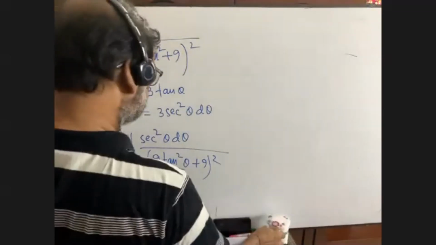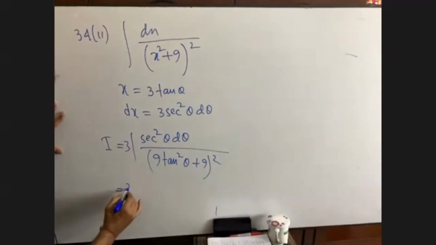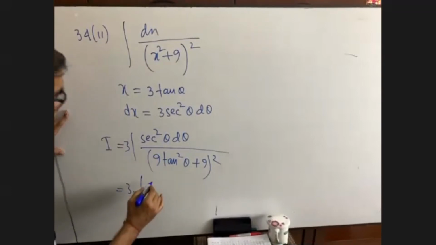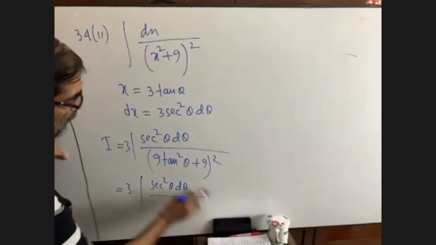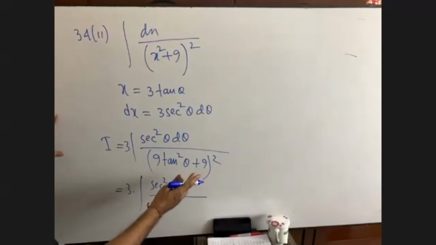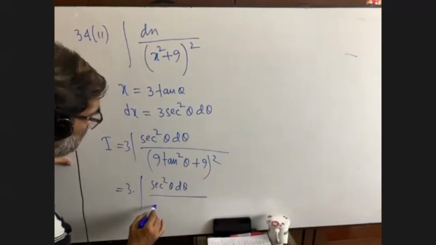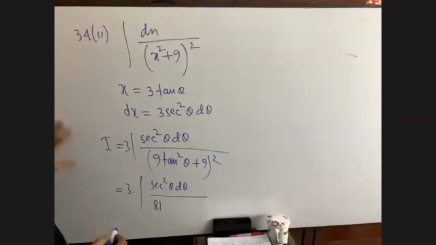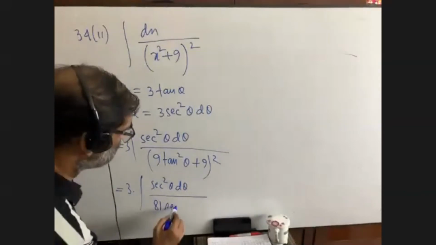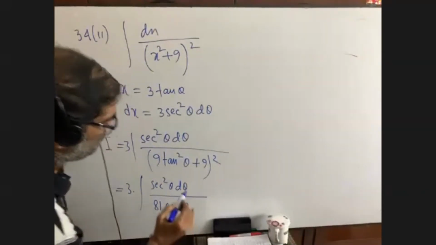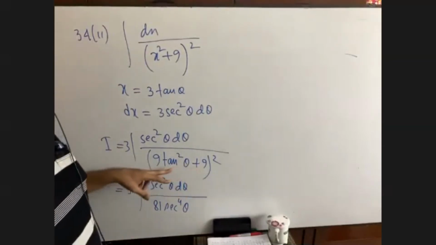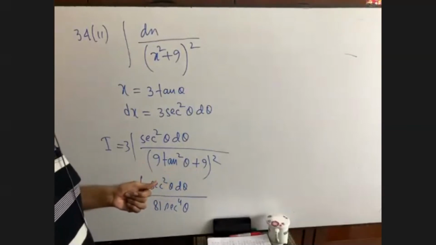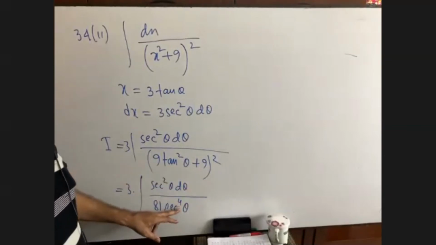Okay. Now, what will you do? It is 3 sec square theta d theta by, you take 9 common here. If I take 9 common, it is 81 out of a square. It is 81. So we can write down here sec square, sec to the power 4 theta. Very good. It is 1 plus tan square theta, right? That is sec square theta, and it is again a square. So it will be sec 4 theta. Is it?